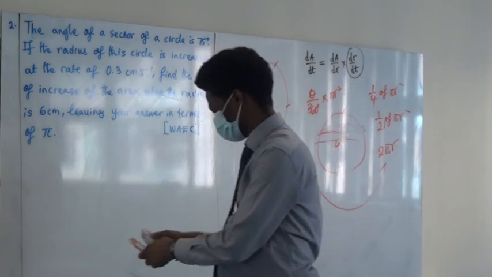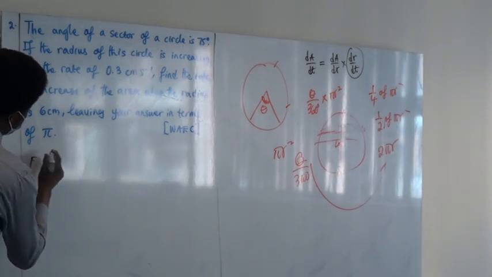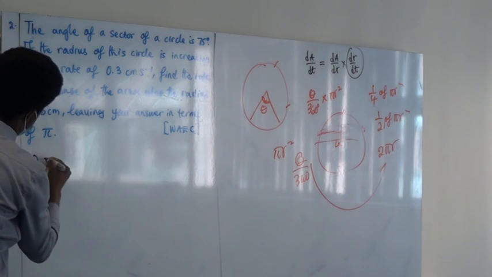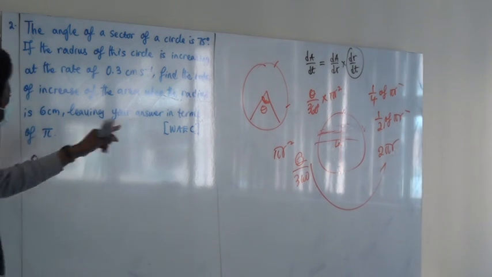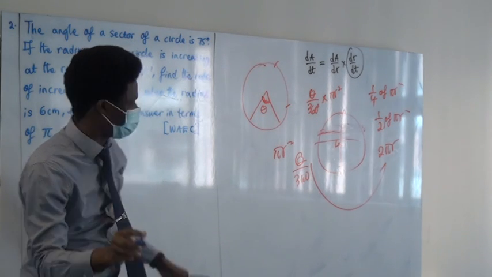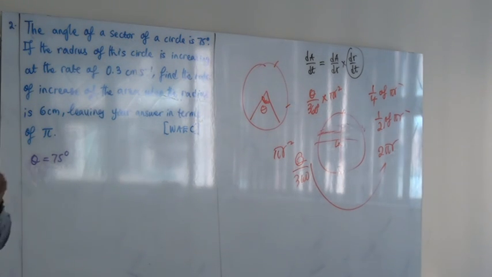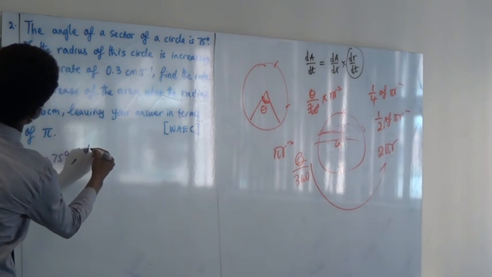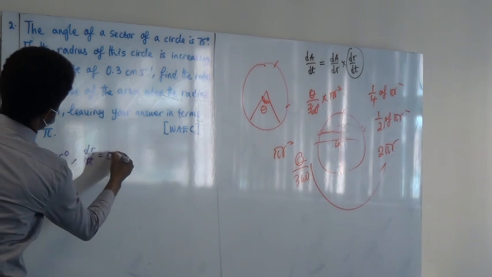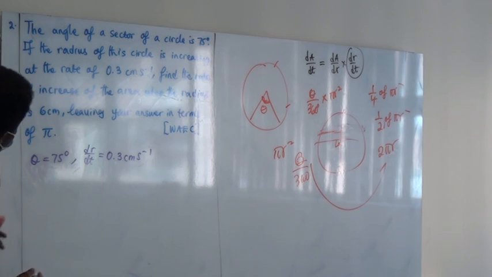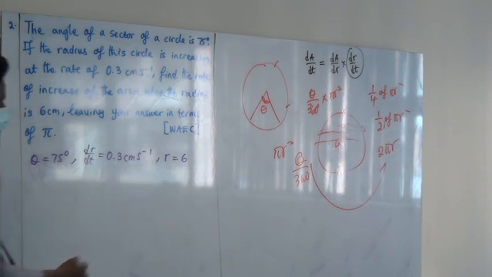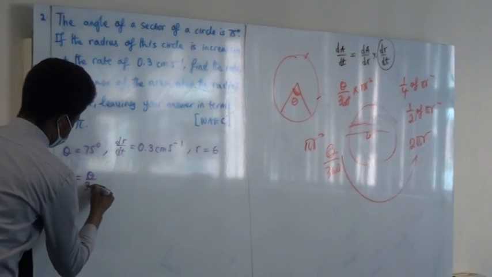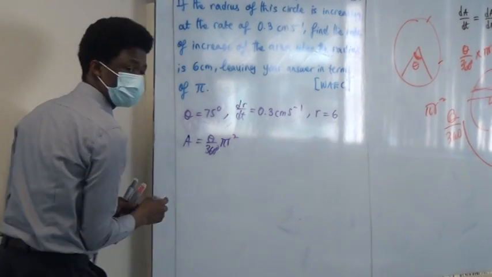Understand? So quickly now, I like to write what we know first, so it's easy to relate. The angle of a sector, theta, is equal to 75 degrees. And we are using this formula and not the radian formula because you can see the measure is in degrees. You have to take note of that, okay? What else do we know? The dr/dt is 0.3 cm per second. What else do we know? Radius. Okay? So we start from the area. Area is equal to theta over 360 degrees times pi r squared.